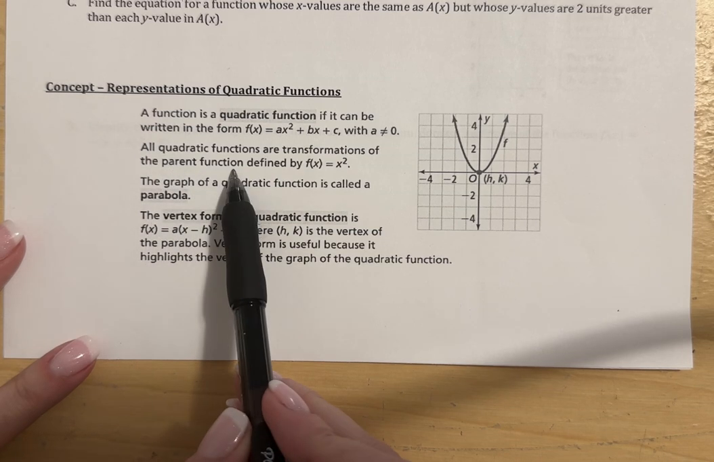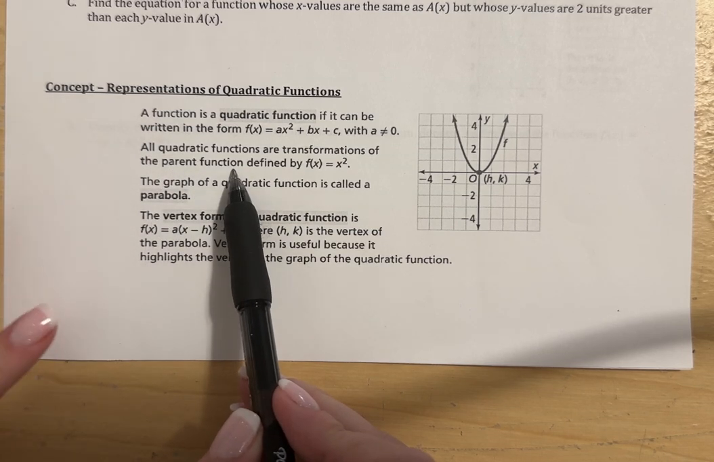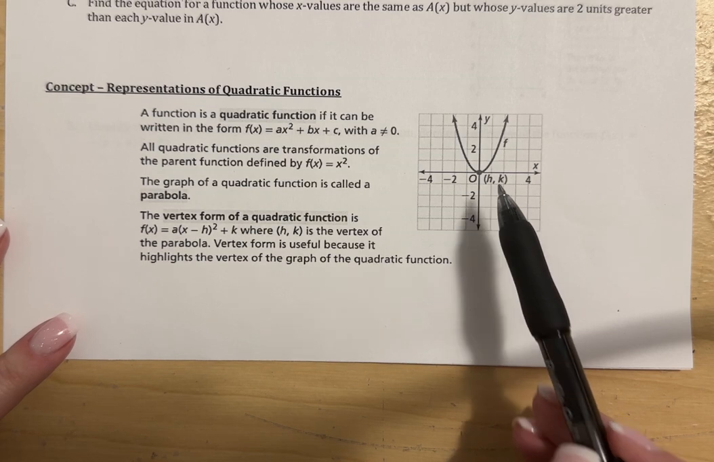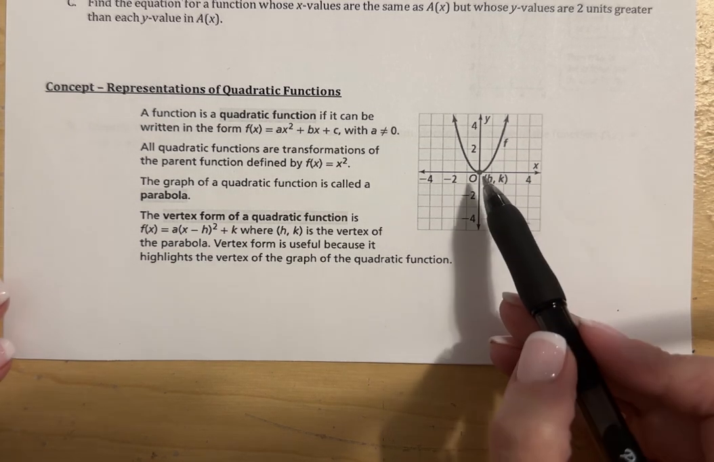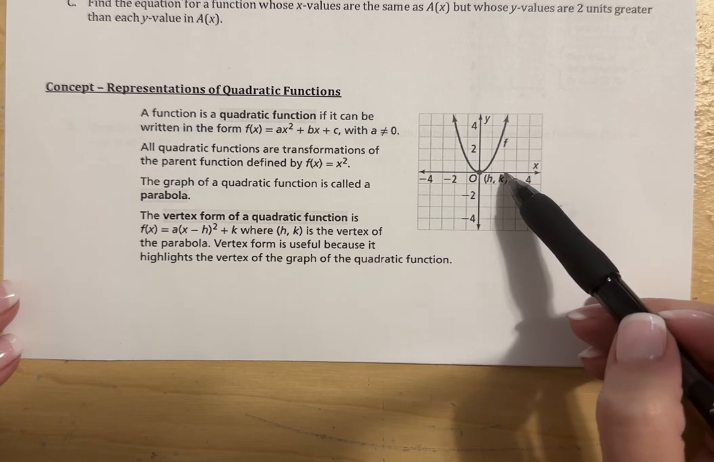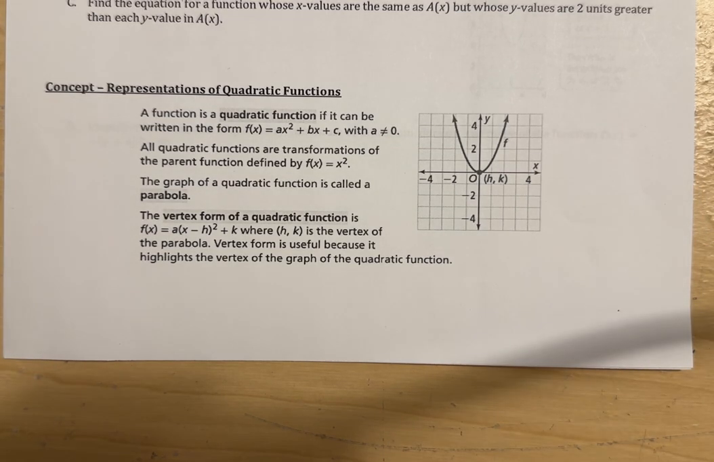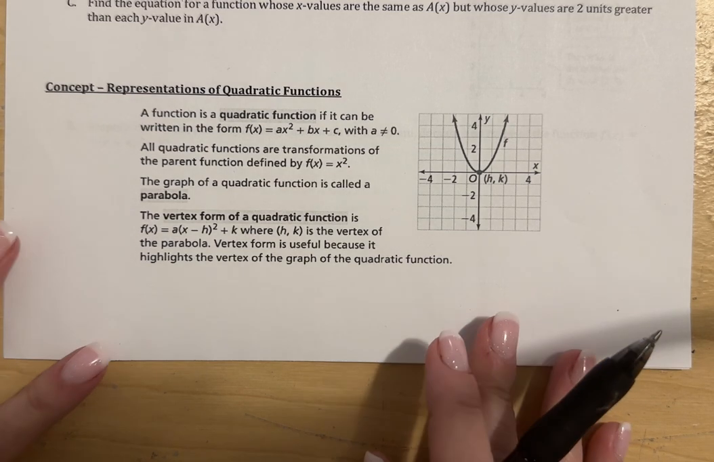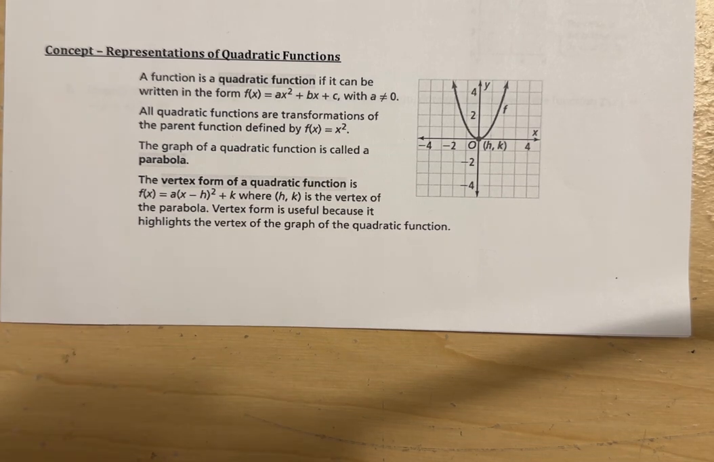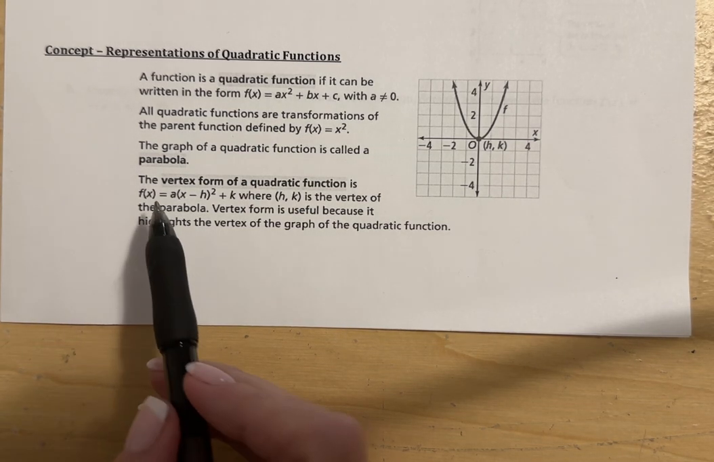Now, the parent function for all the functions we're going to be looking at today is this little beauty right over here to your right. You'll notice that our vertex is right there at 0, 0. And that also happens to be our y-intercept. The graph that is over here is also sometimes called a parabola. So you'll have people call it a quadratic and a parabola. It goes back and forth.